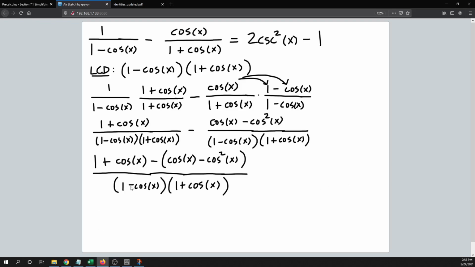So on top, I'm going to have 1 plus cosine x. All right, and again, I've got to remember to distribute that negative sign. So it has to go to cosine x and also go to cosine squared x, or minus cosine squared x, sorry. So I'm going to come up with minus cosine x and then plus cosine squared x, like so, when I distribute that.